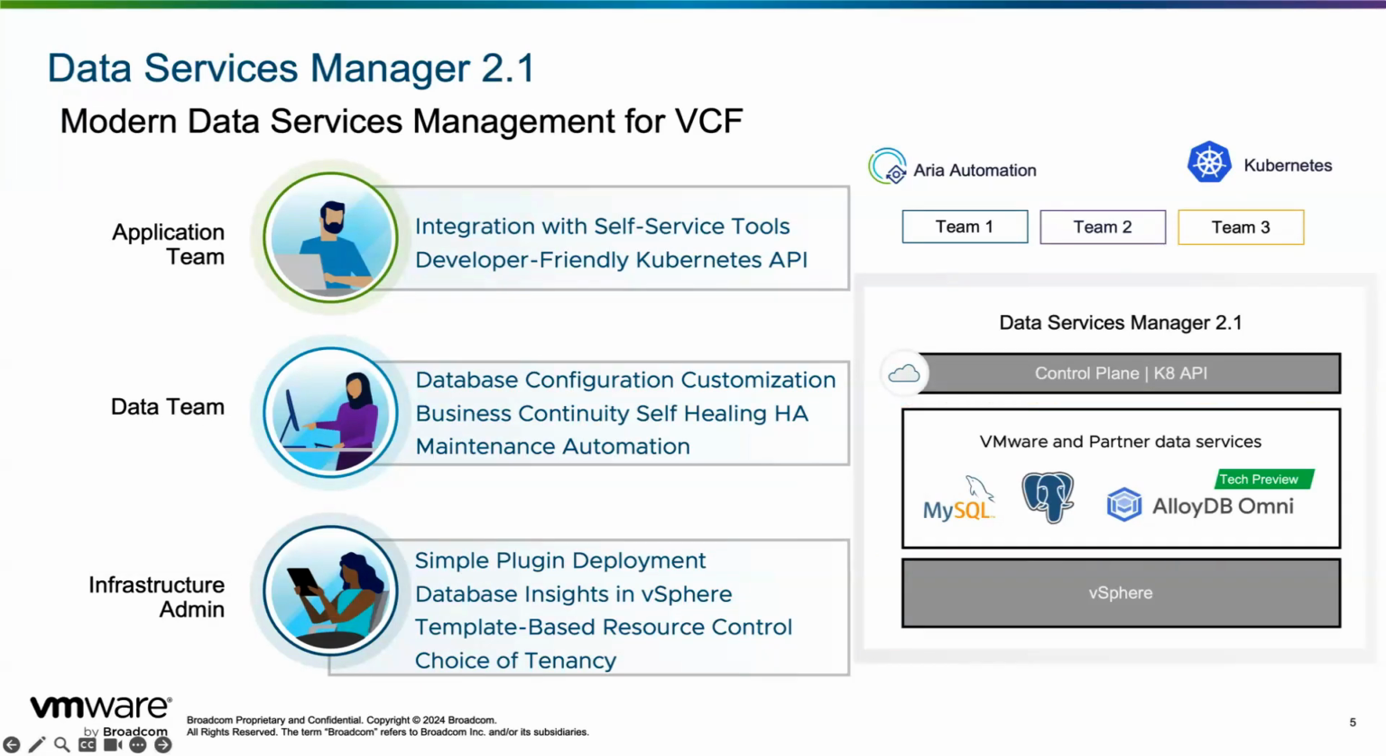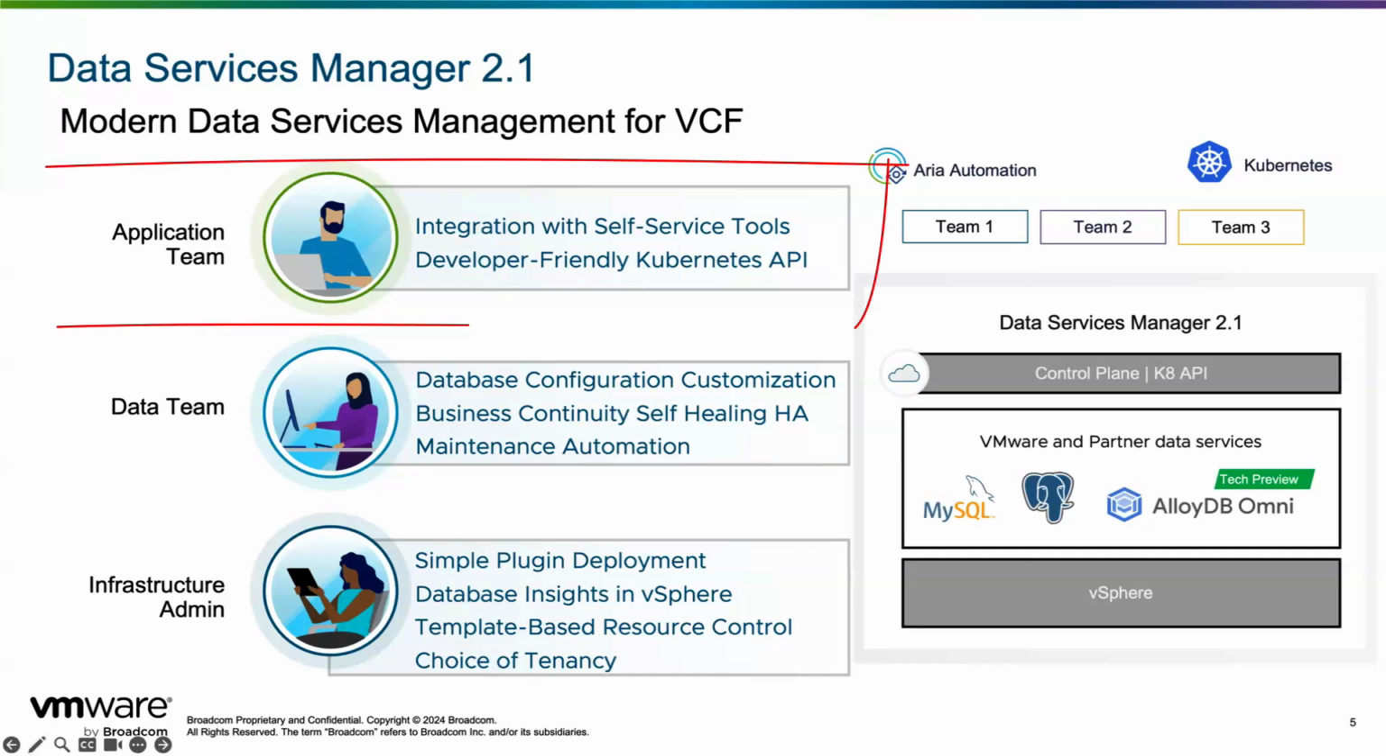Yeah. If you notice, in the field we have observed that application teams have jumped onto the Kubernetes bandwagon. They do this for infrastructure and application lifecycle orchestration. DSM 2.0 provides a Kubernetes API that enables self-service through a similar ecosystem of tools. So the teams that have embraced Aria Automation will be able to continue using that for self-service capabilities with these data services as well.